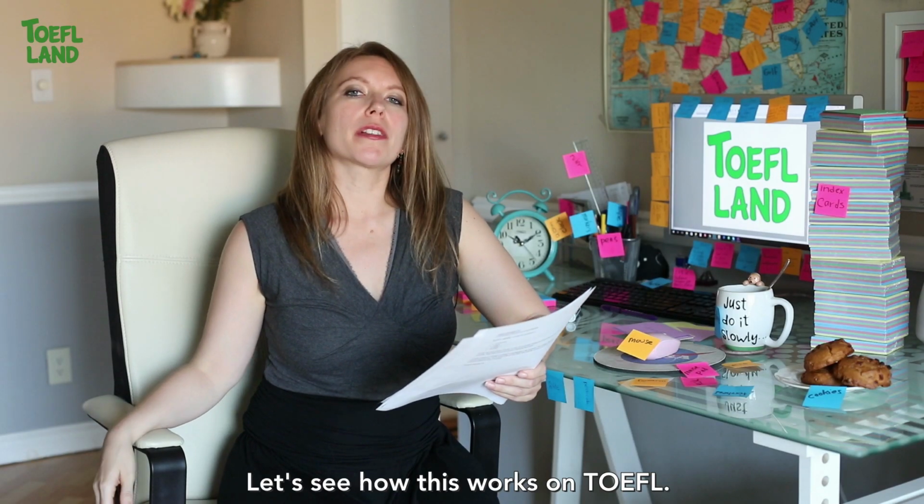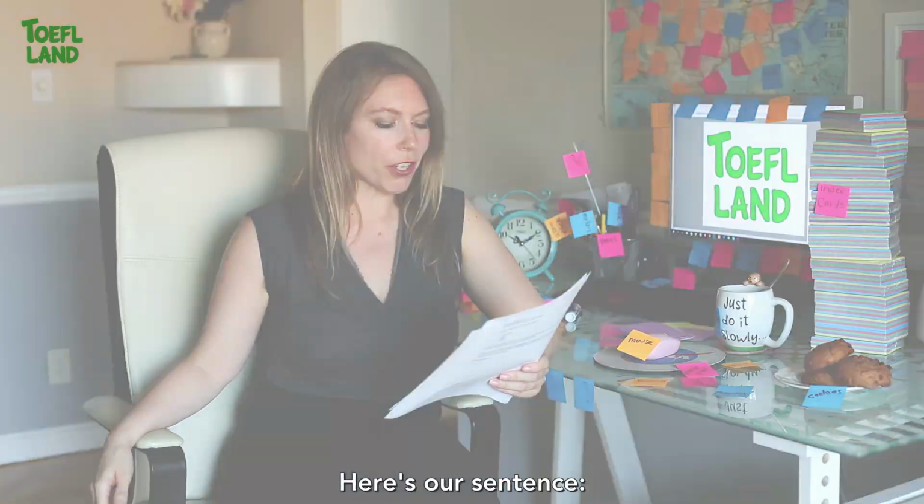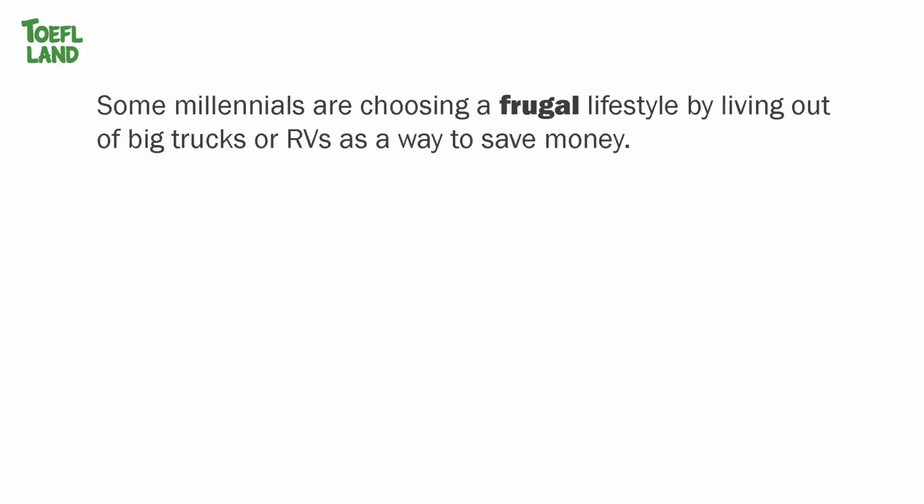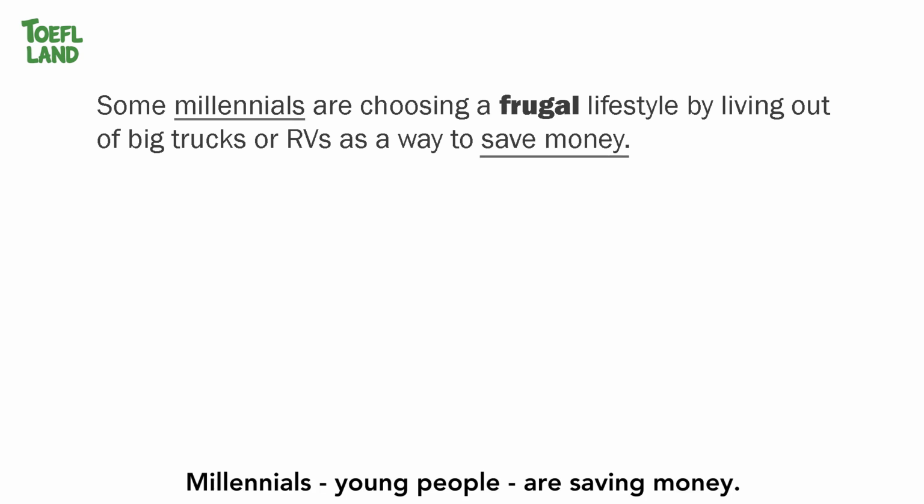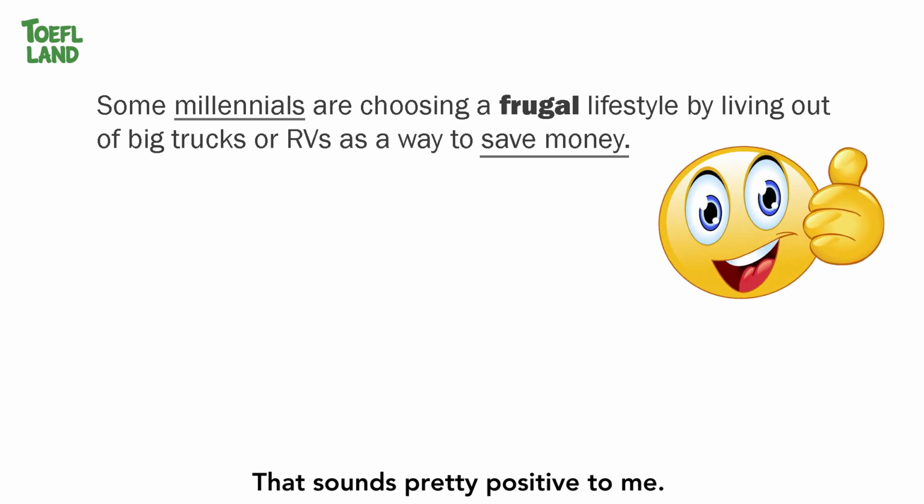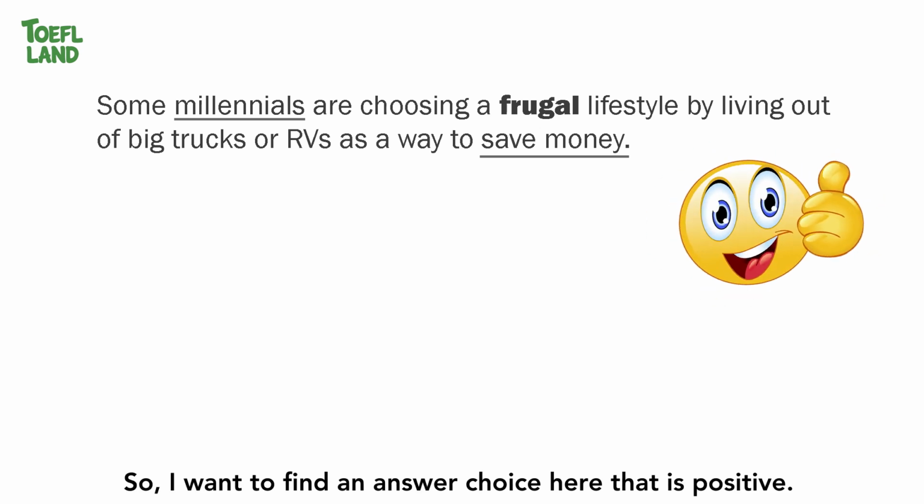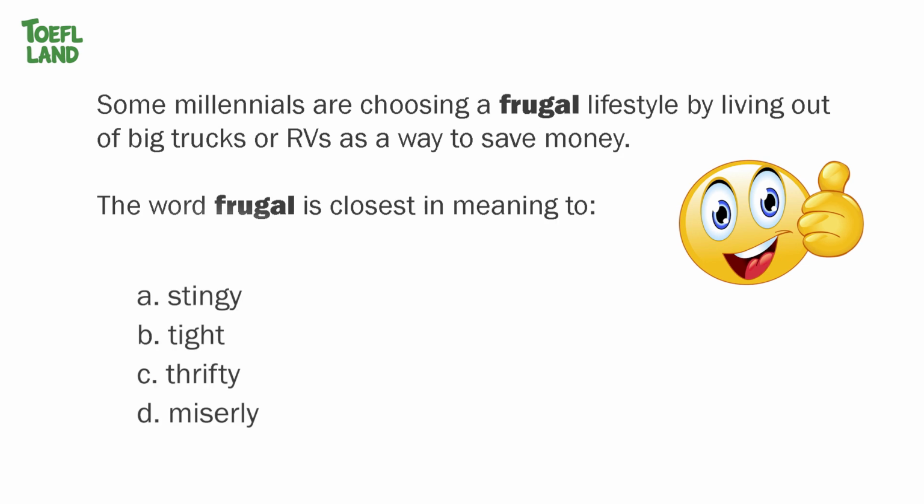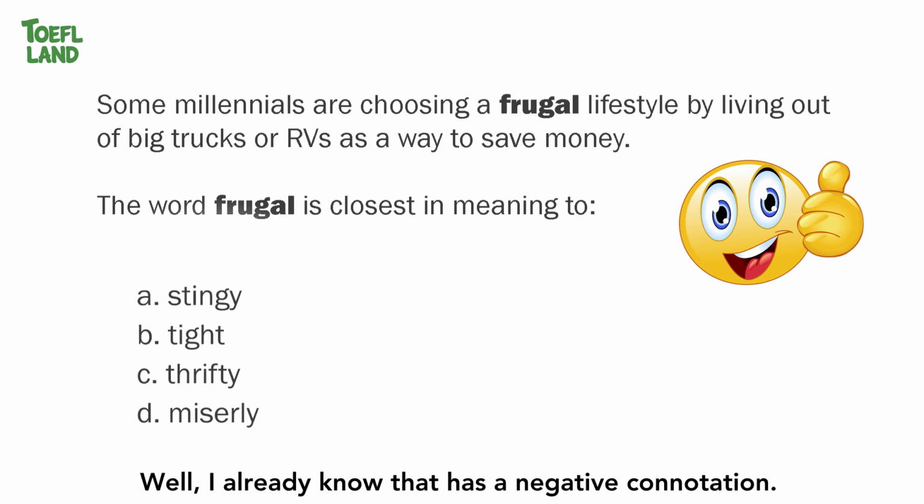Let's see how this works on TOEFL. Here's our sentence. Some millennials are choosing a frugal lifestyle by living out of big trucks or RVs as a way to save money. Millennials, young people, are saving money. That sounds pretty positive to me. So I want to find an answer choice here that is positive. The word frugal is closest in meaning to A, stingy. Well, I already know that has a negative connotation.